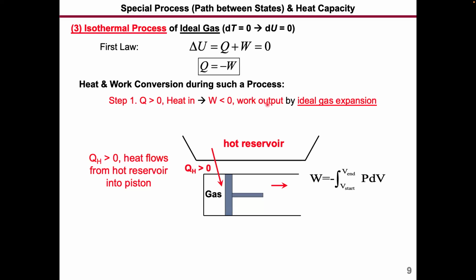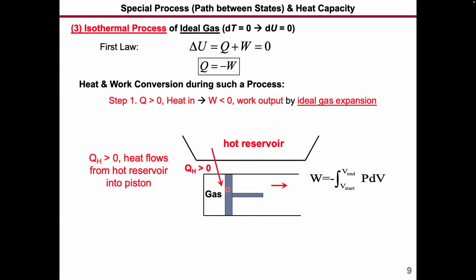And then basically your system is expanding and then doing mechanical work and then giving work output by ideal gas expansion. Okay. So basically, if we want to leverage this equation, how we can design this process is that we have a hot reservoir at a higher temperature. You can imagine this is an infinitely large heating source. And then you have a piston containing a chamber of gas.